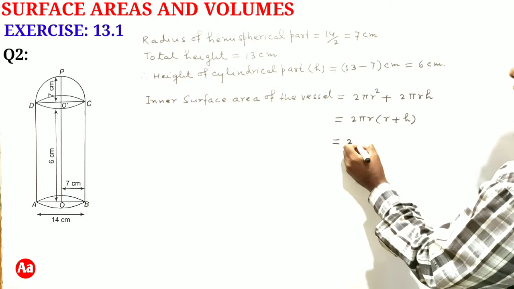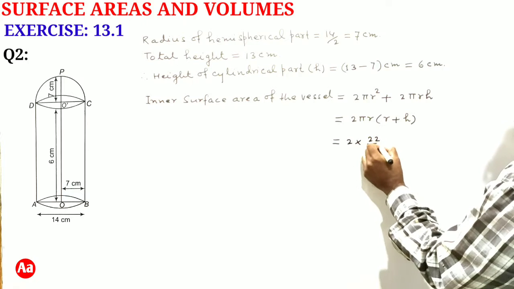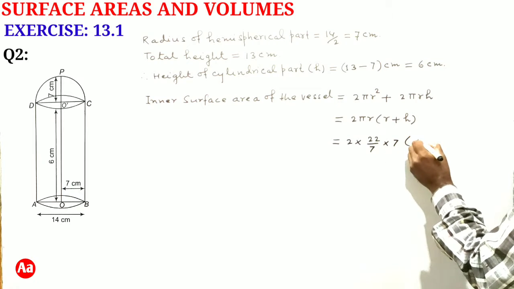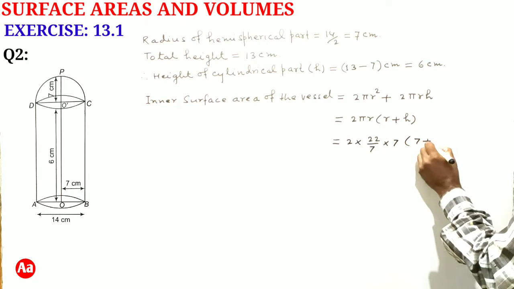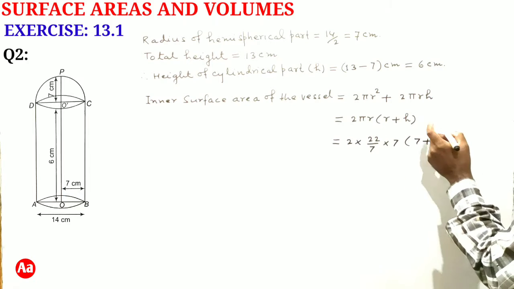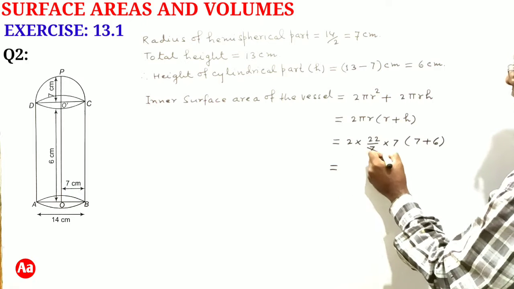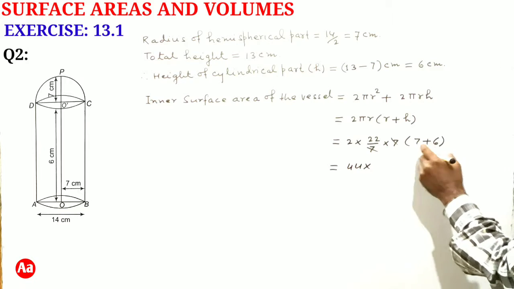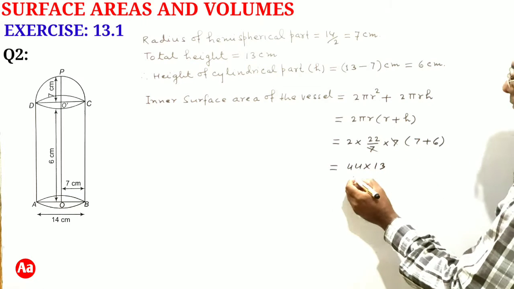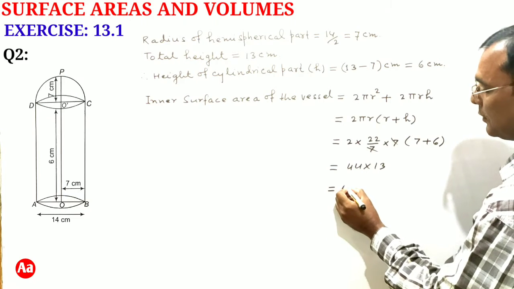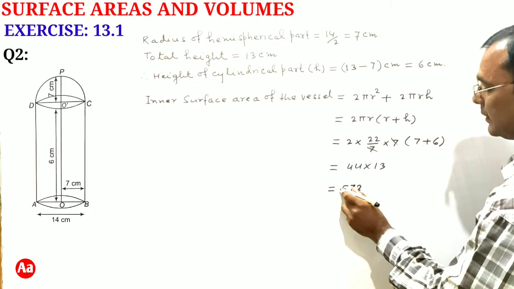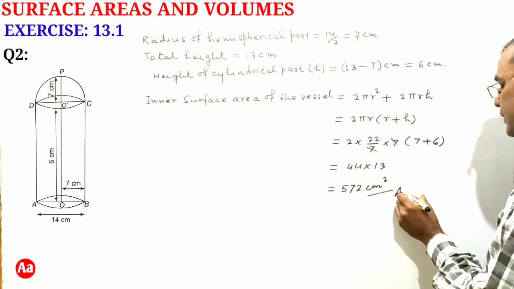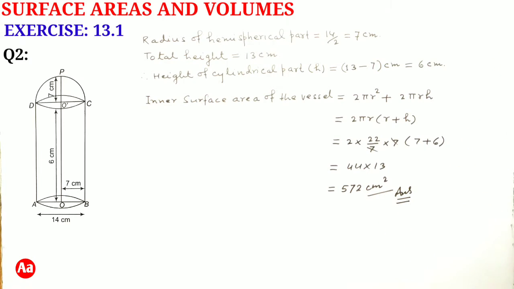So 2 into 22 by 7, value of pi, into radius 7 centimeter, into radius 7 plus height 6. 7 cancel, 2 into 22 is 44, into 7 plus 6 is 13. This is equal to 572 centimeter square, and this is inner surface area of the vessel.